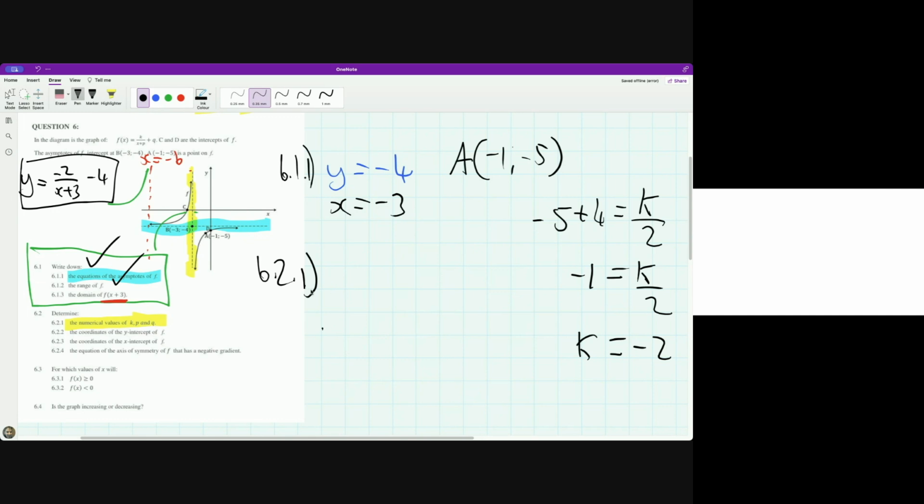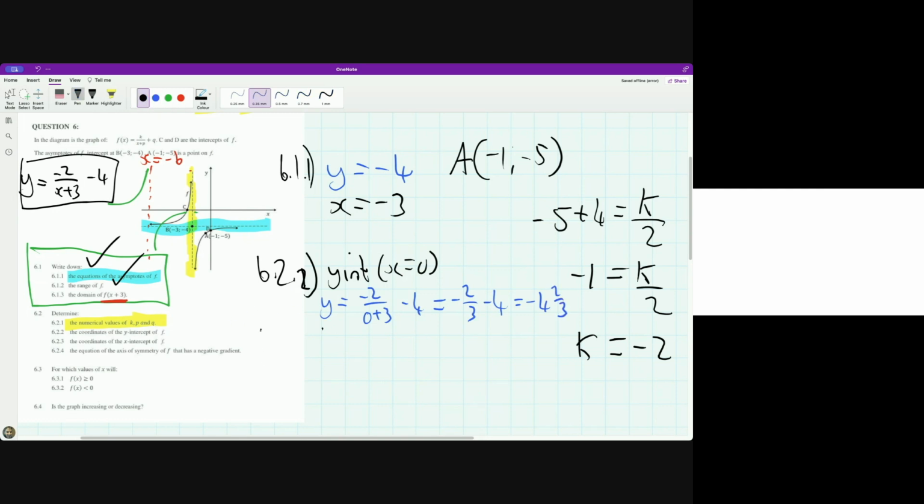Okay, now 6.2.2. Let's find the y-intercept of this graph f. Well, to find the y-intercept, we make x naught. So in that case, I get -2 over naught plus 3 minus 4, which is just going to be -2 over 3 minus 4, which is -4 2/3. So that is the y-intercept.